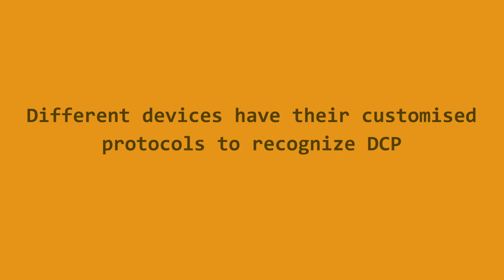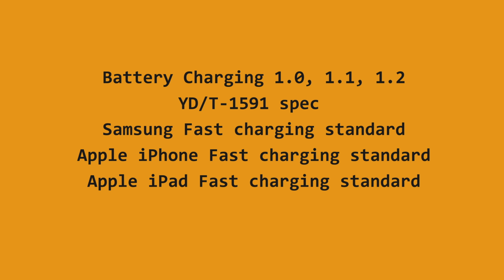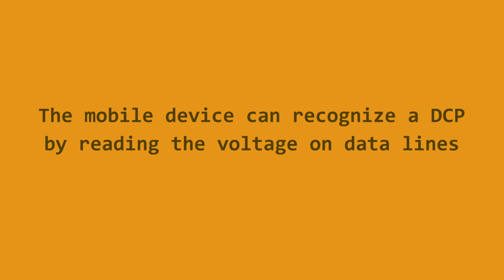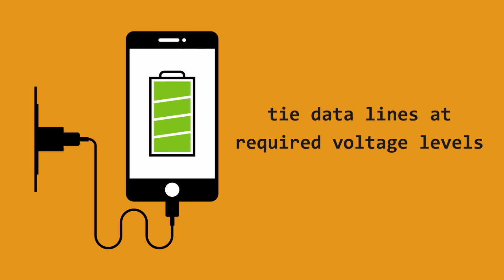Different devices have their customized protocols to recognize DCP. Here are a few. The mobile device can recognize a DCP by reading the voltage on the data lines. Normal wall chargers tie the data lines at the required voltage levels as per the standard demanded by the phone.